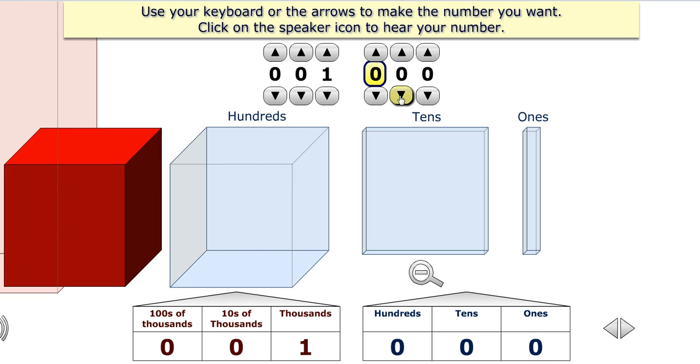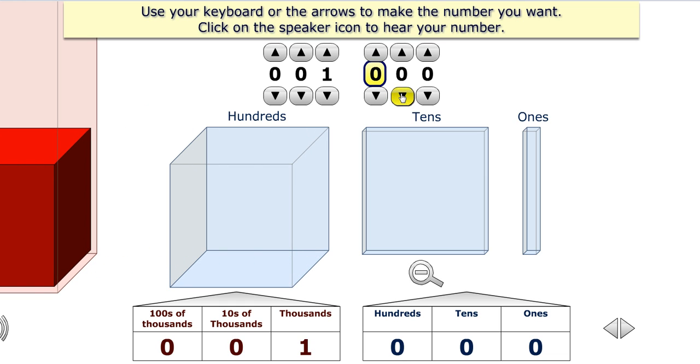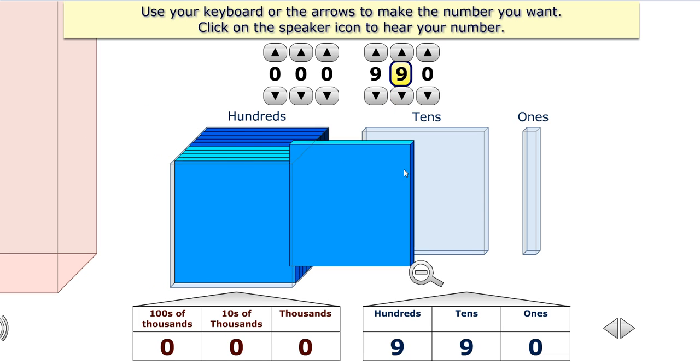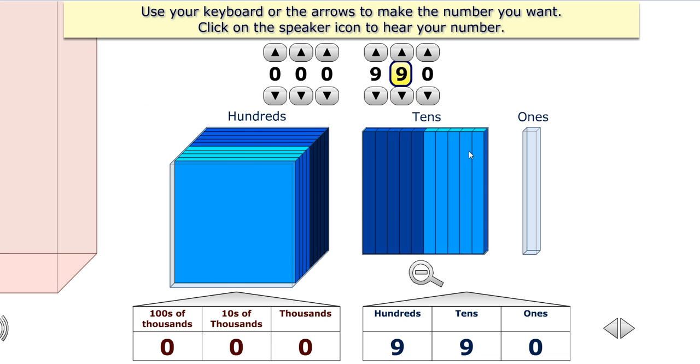If I want to find what 10 less than 1000 is, I'll leave 9 of the hundreds alone and take 10 off the other 100. So I've got 90 left.